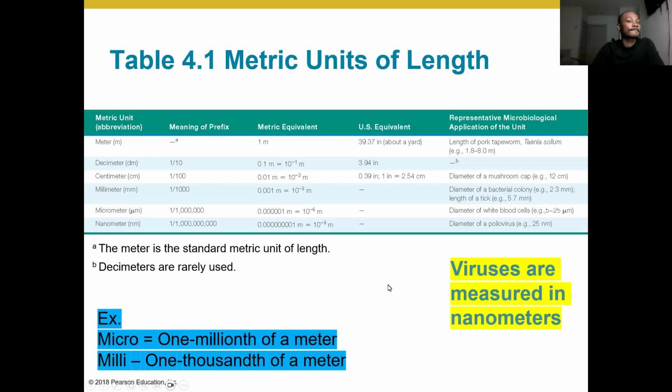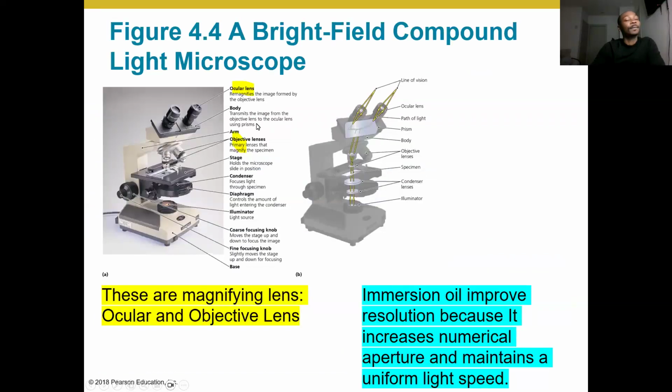Okay. When we're looking at light microscopes, remember these magnifying lenses are going to be the ocular lens and the objective lens. Again, these are going to be those magnifying lenses. And sometimes we use that immersion oil. And that immersion oil is there to improve the resolution because it increases the numerical aperture and maintains a uniform light speed. Okay, so remember these about microscopes.